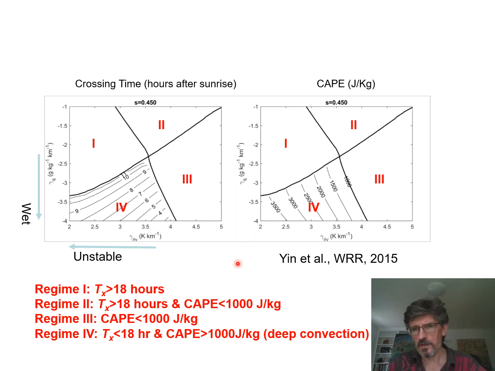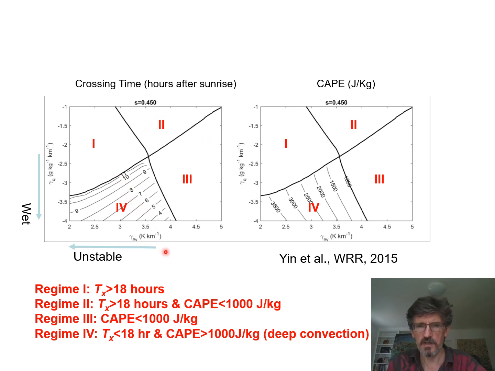So what these 2D plots are characterized by are different values in the X and Y axis of the lapse rate of the free atmosphere. By changing gamma theta, we change the stability of the atmosphere. We make more and more unstable the atmosphere going this way. And by changing the gamma Q, this way we're making more and more the free atmosphere humid. So as the boundary layer grows, it entrains more moisture.